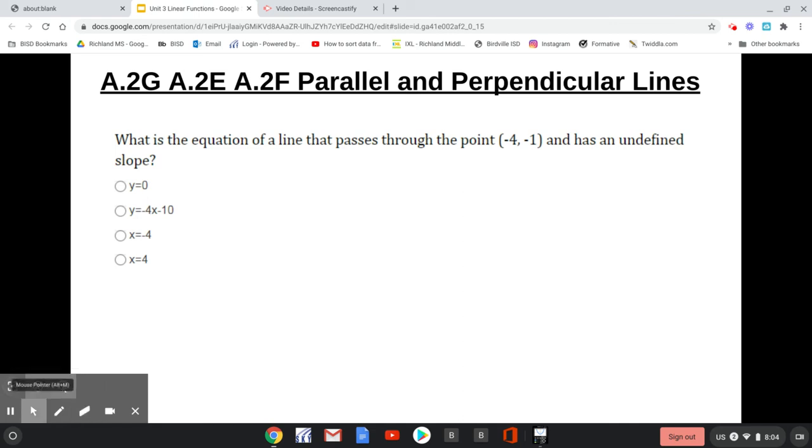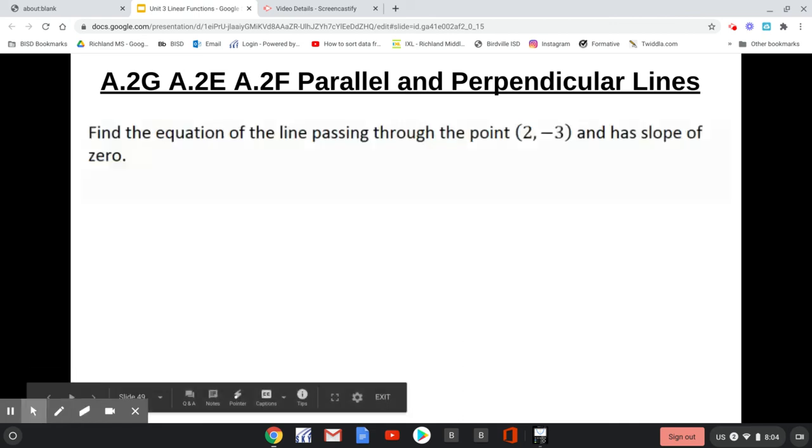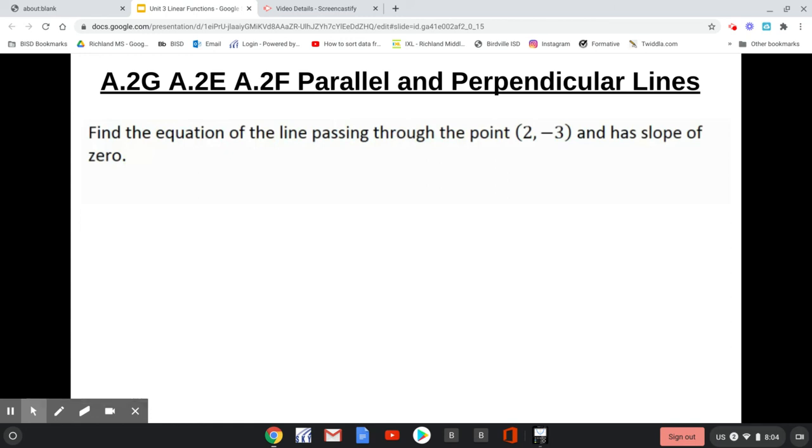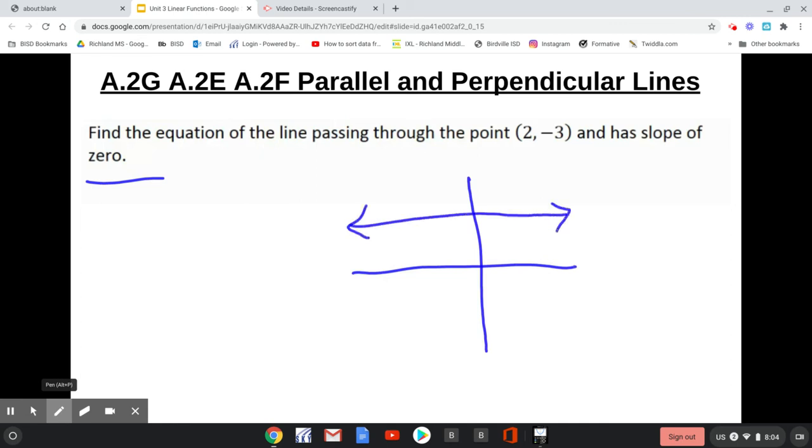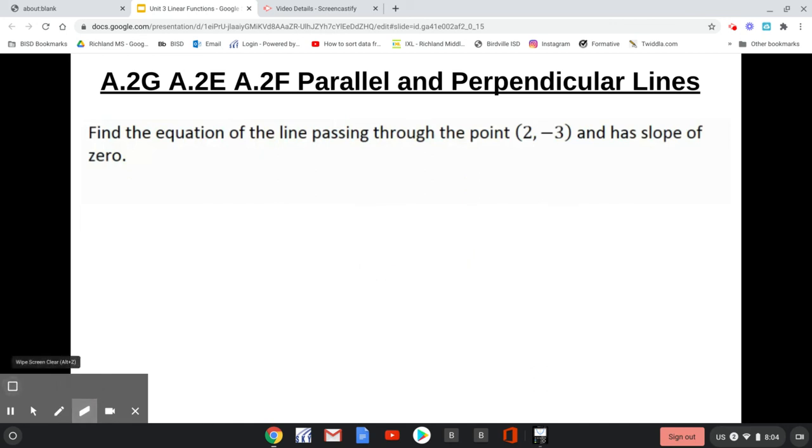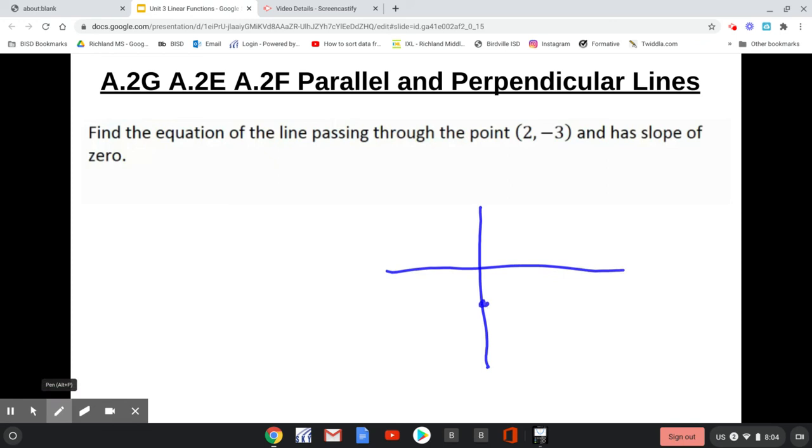Let's look at one more, I think. Yes, and it is find the equation of a line passing through the point 2 and negative 3 that has a 0 slope. So our 0 slope is horizontal. Let me draw it better, because I want to redraw it because we know it's going to be passing through negative 3, because that is our y. So therefore, our equation is y equals negative 3. That's it.